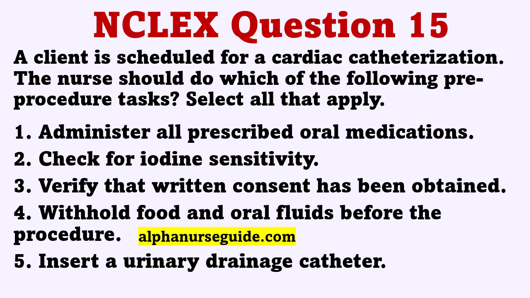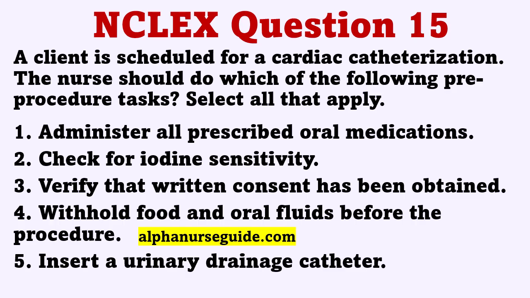A client is scheduled for a cardiac catheterization. The nurse should do which of the following pre-procedure tasks? Select all that apply. 1. Administer all prescribed oral medications. 2. Check for iodine sensitivity. 3. Verify that written consent has been obtained. 4. Withhold food and oral fluids before the procedure. 5. Insert a urinary drainage catheter. The correct answers are 2, 3, and 4.